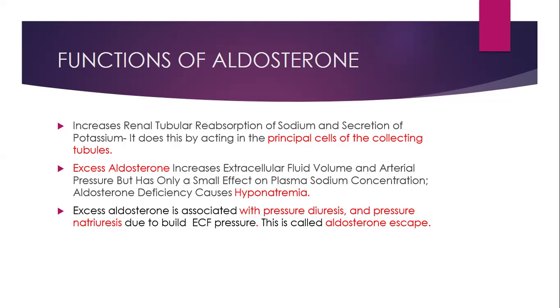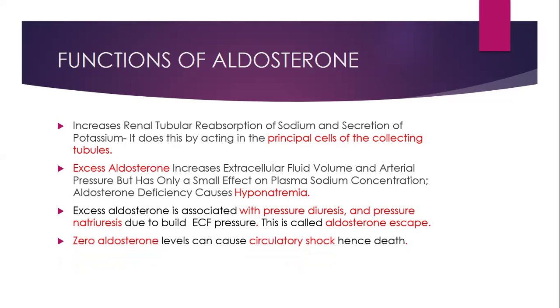A point reaches when your body has a lot of water due to excess aldosterone. Now, because of that, the kidney will come into play and start secreting a lot of urine. Now, in the act of secreting a lot of urine, what we otherwise call pressure diuresis, you can also have pressure natriuresis, where we also excrete a lot of sodium ions out. Now, this is usually called aldosterone escape, where the body tries to escape the wrath of excess aldosterone.